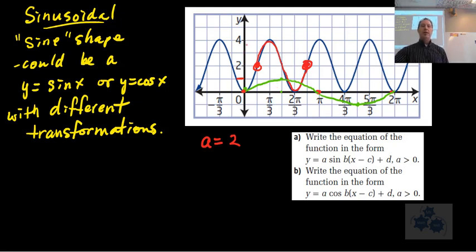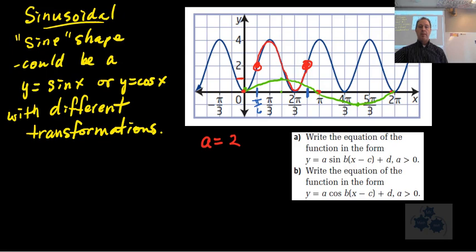Can we figure out what B is? What is the period length for B here? So this to this. Okay, so what's that going to be? What is this right here? This is pi over 6?